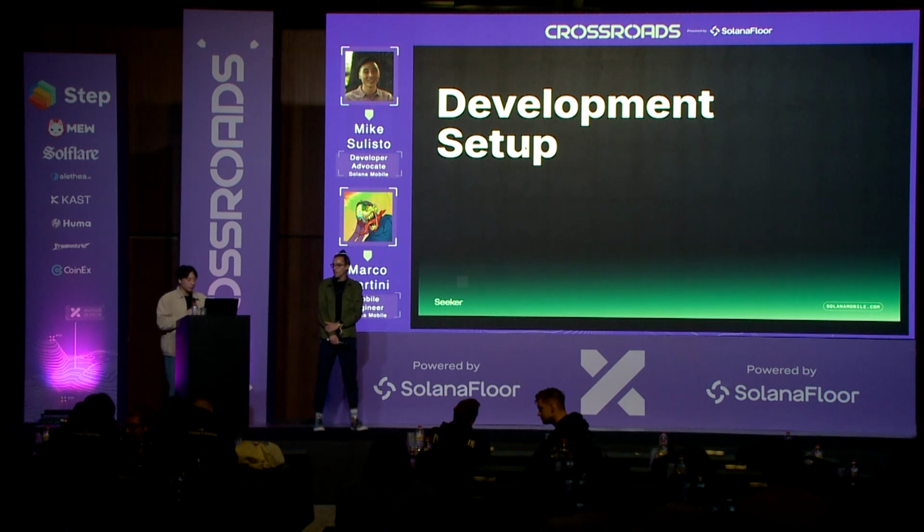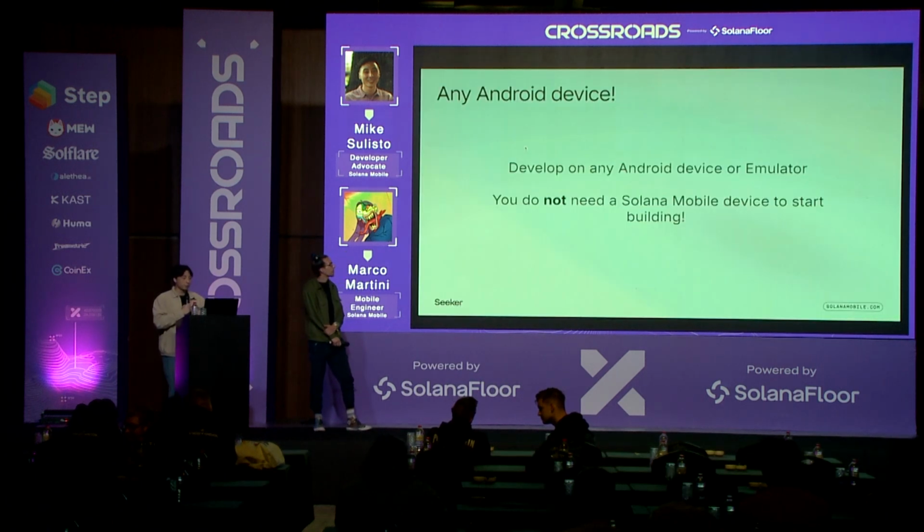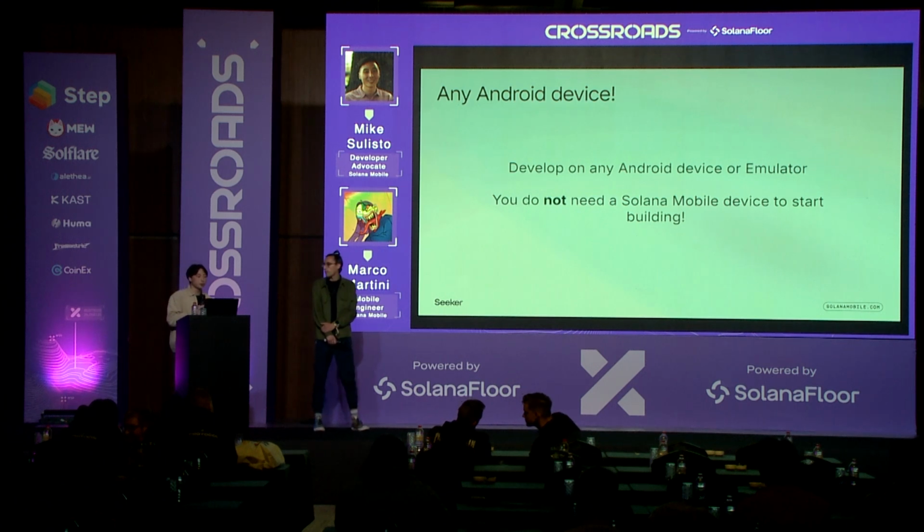And yeah, just a quick note about development setup. Like I said before, you don't need a Seeker or a Saga to actually start building. You can use any Android device, so you can start building today if you want to. You can test and build your app on any Android device, and you can expect it to behave pretty much identically on a Seeker or Saga.